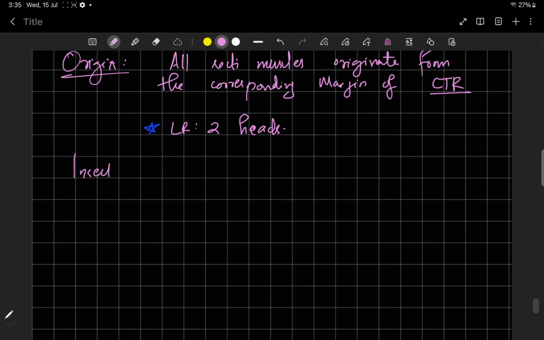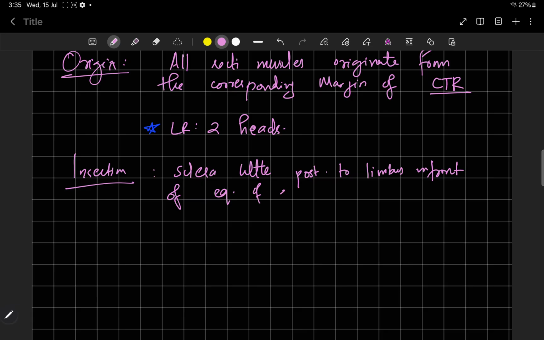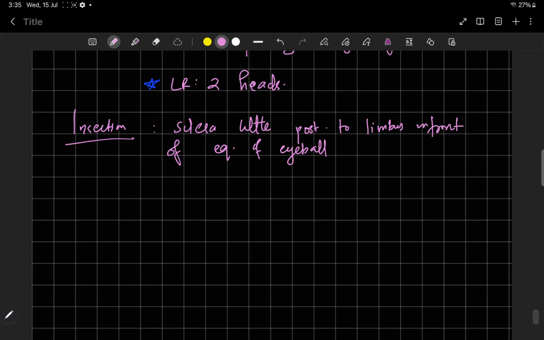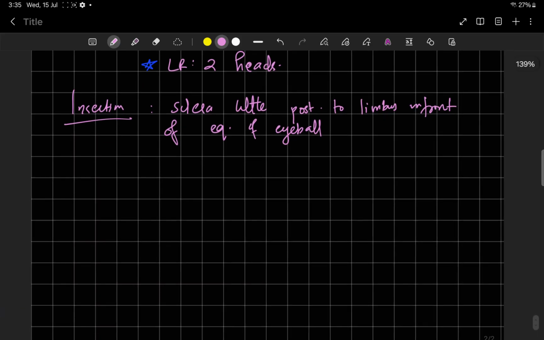Coming to the insertion, all the recti muscles insert into the sclera a little posterior to the limbus, in front of the equator of the eyeball.